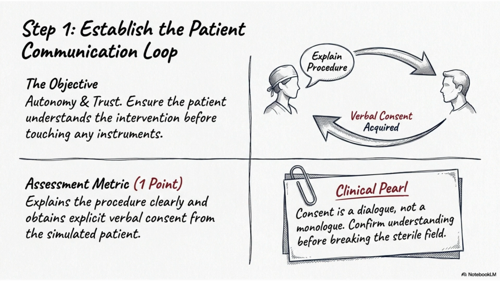Step 1 is to establish the patient communication loop. The objective is to ensure autonomy and trust by explaining the procedure and obtaining explicit verbal consent before touching any instruments. This earns you 1 point. Remember, consent is a dialogue, not a monologue.